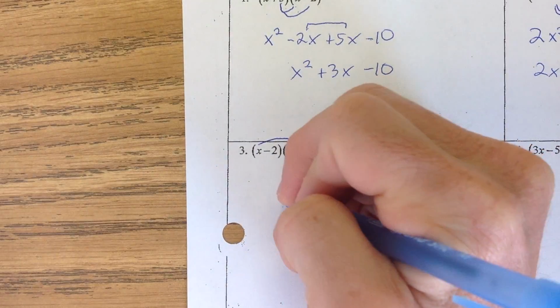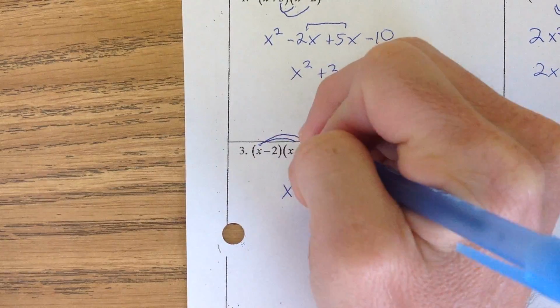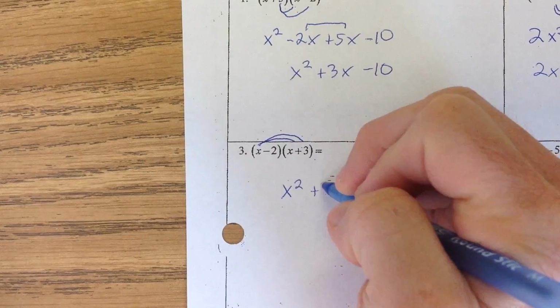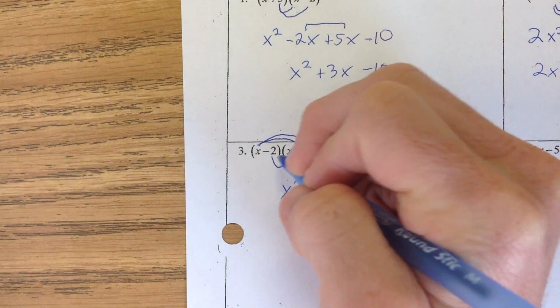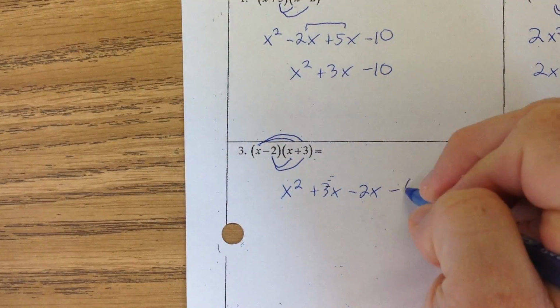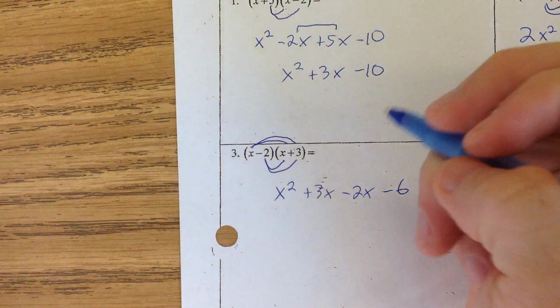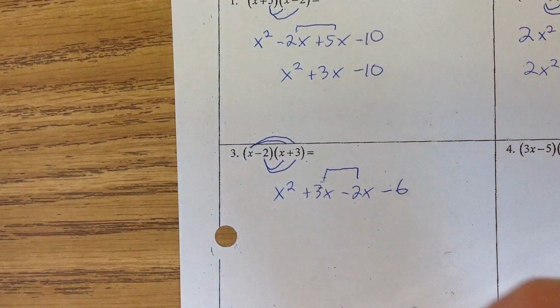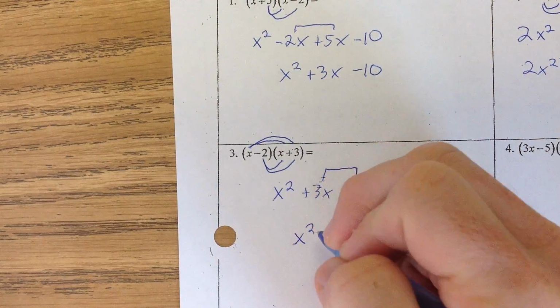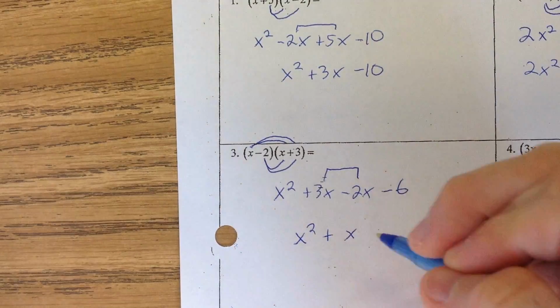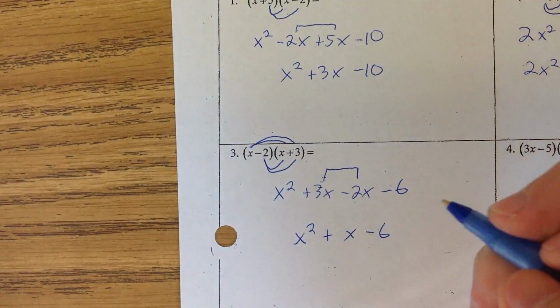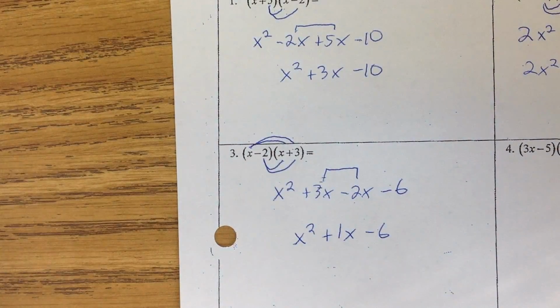X times x is x squared. X times 3 is 3x. Negative 2 times x is negative 2x. Negative 2 times 3 is negative 6. We combine our like terms, and we get x squared plus, now this is going to be 1x, so you could either write it just as x minus 6, or if you want to have the 1 in there, either one of those is fine.